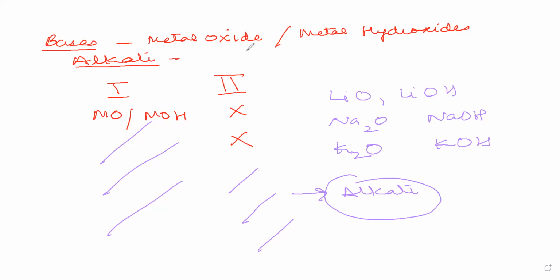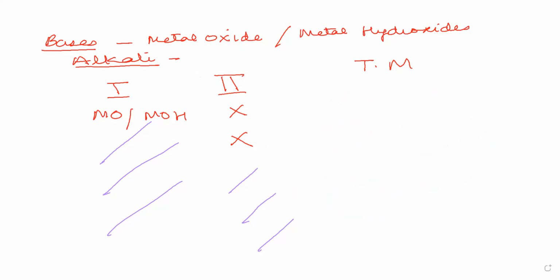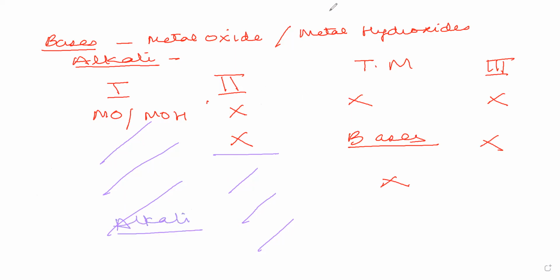The remaining ones which belong to group 2 and to the transition metals. After group 2 we have the transition metals. The transition metals and the group 3 metals are basically going to form the bases. So the ones in red, the first two of group 2, all the transition metals, and all of group 3, are going to form bases. Only your group 1 metals and group 2 metals below the second element will be forming your alkalis. This is what you need to know about the positions.